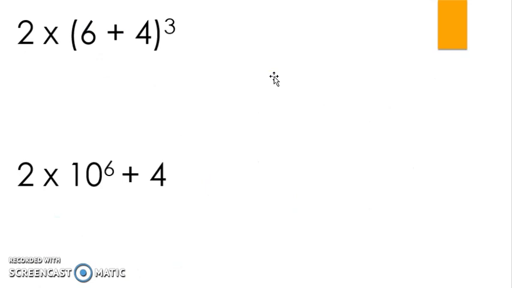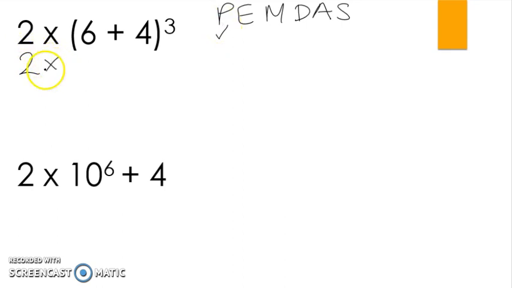Here we have another problem. You notice that there is not a lot of support, so we're going to have to help ourselves. So we remember, please excuse my dear Aunt Sally. Do we have any parentheses? Yes. So we need to solve what's inside first. 2 times 10 to the third power. Do we have exponents? Yes.